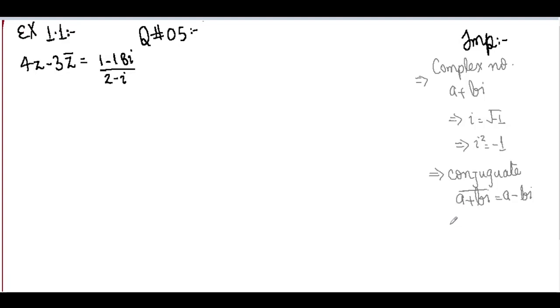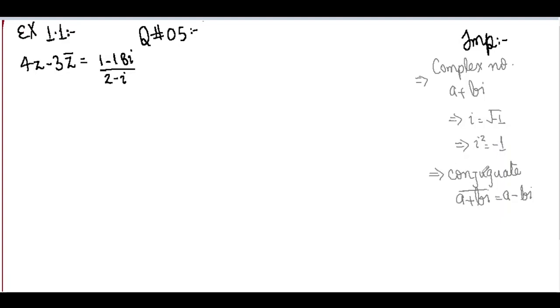Bismillahirrahmanirrahim. Now we are starting question number 5 of exercise 1.1 class 11 maths. After doing 4 questions of this exercise, you must know that a complex number consists of a real part and an imaginary part, and it can be represented as a plus b iota, where iota equals under root of -1, and when we take square on both the sides, we get iota square equals -1.